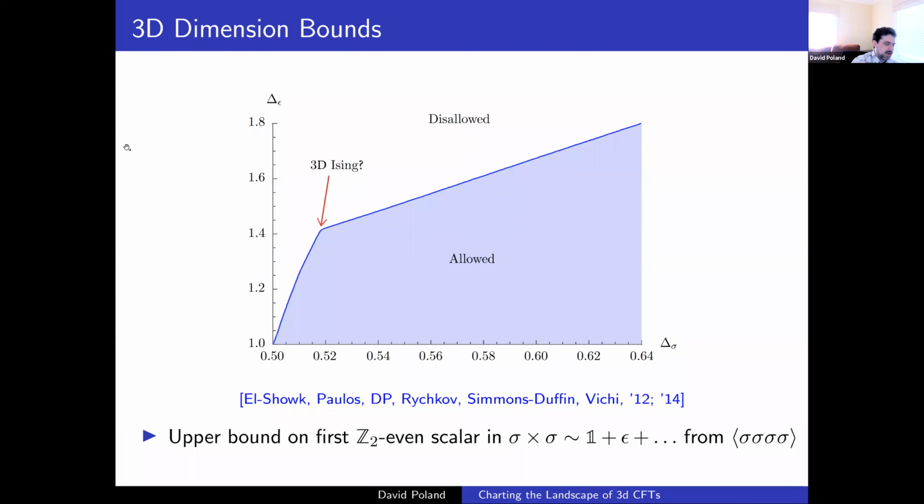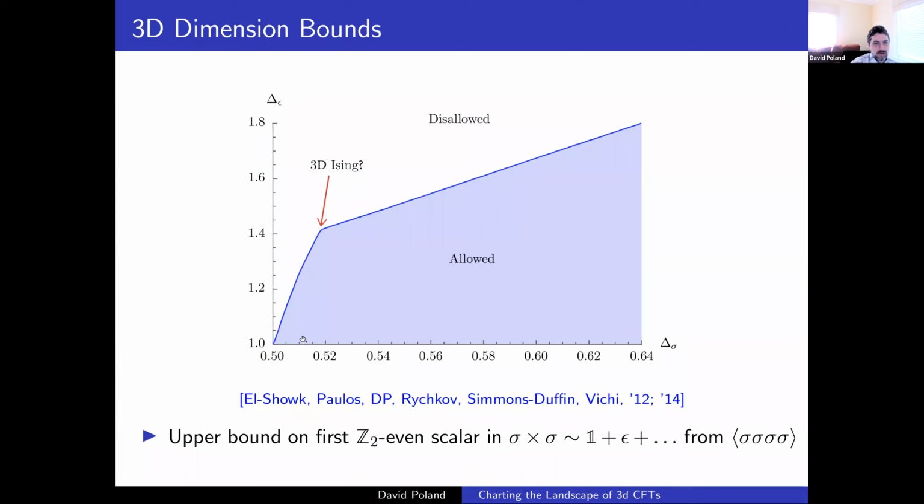Okay, so what can we do with this numerical approach? I'll flash a few older results first, and then I'll show you some newer results. One of the exciting earlier results from the numerical bootstrap in 3 dimensions was this bound, where we place a bound on the scaling dimension of the leading scalar operator epsilon appearing in the OPE between 2 scalar operators sigma.